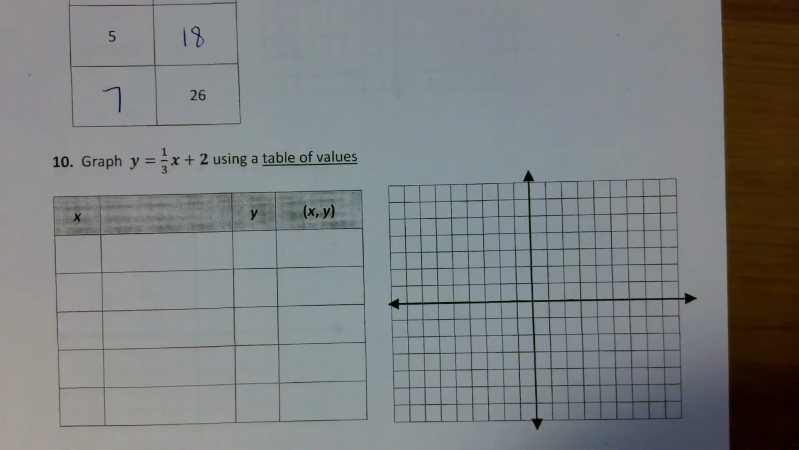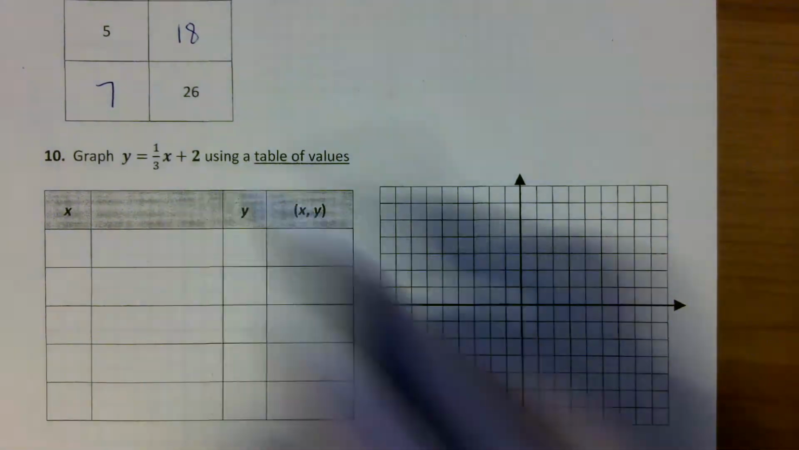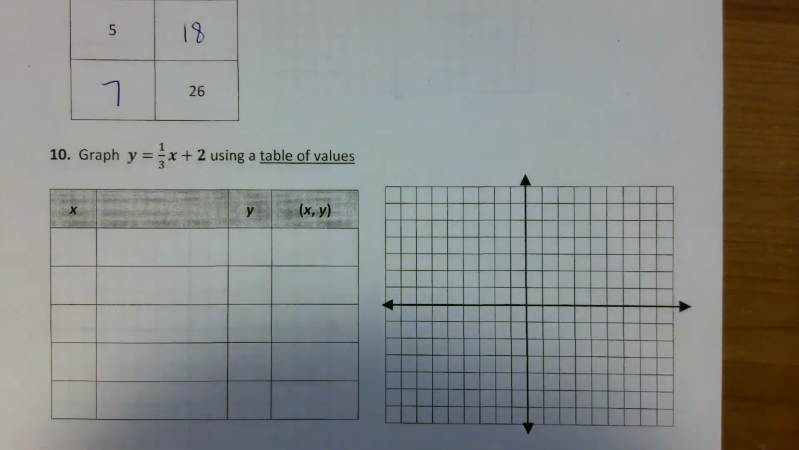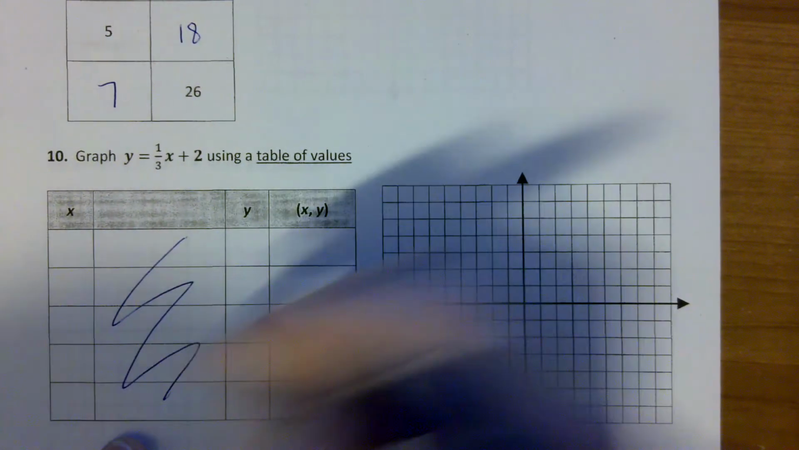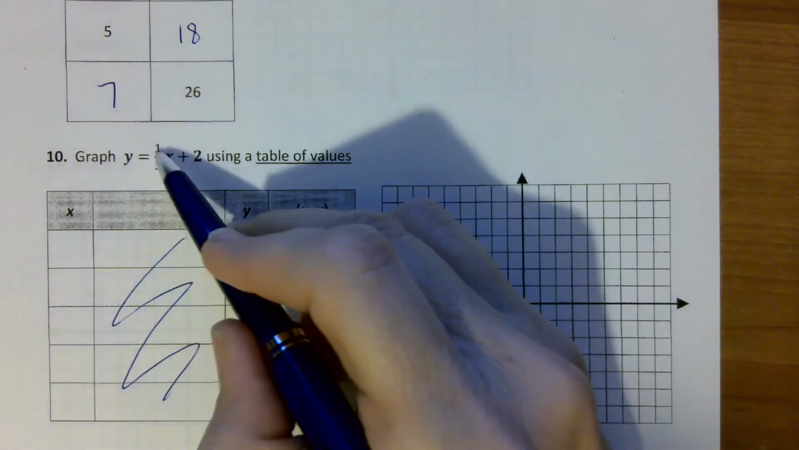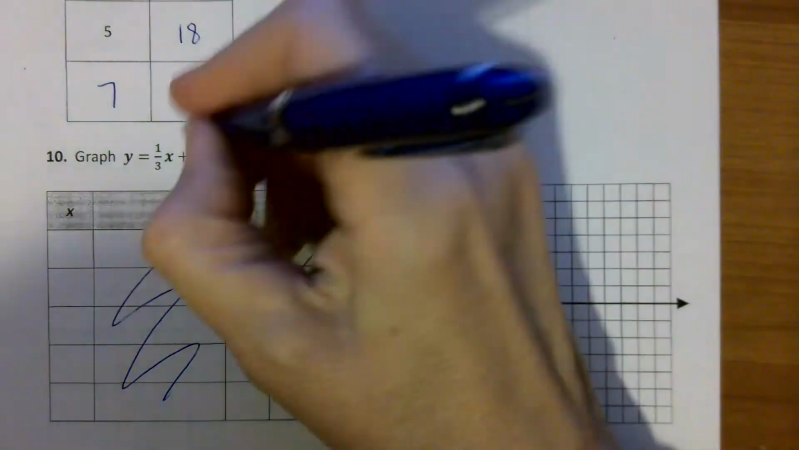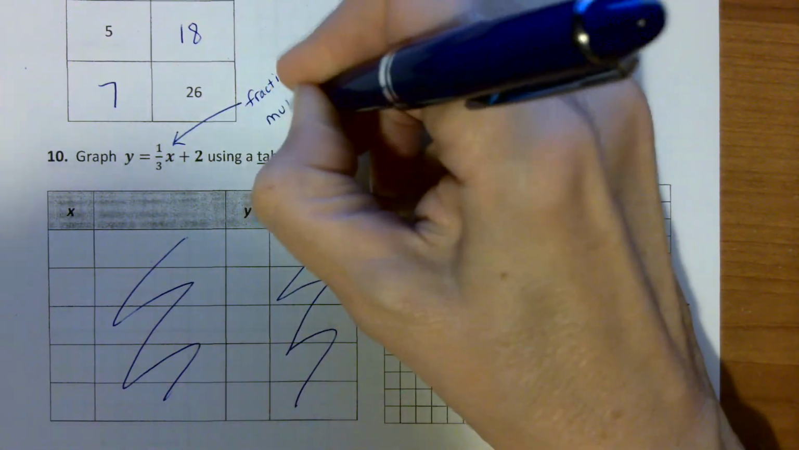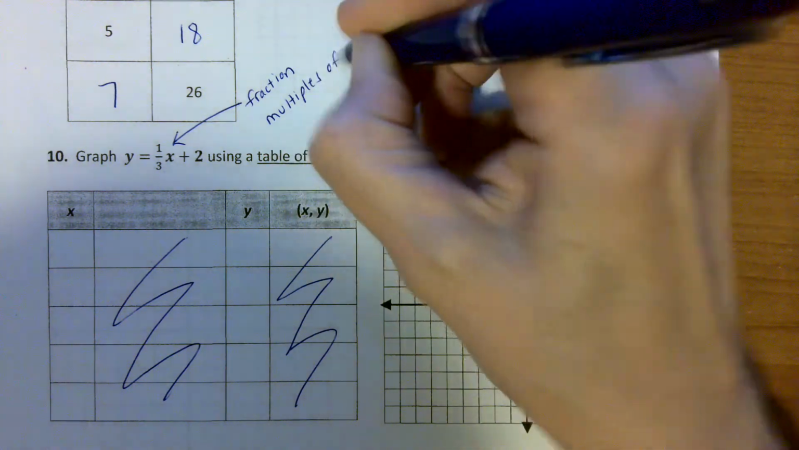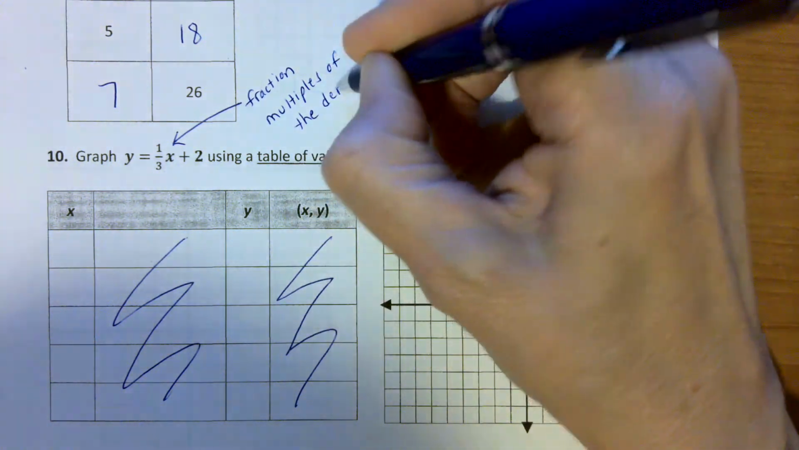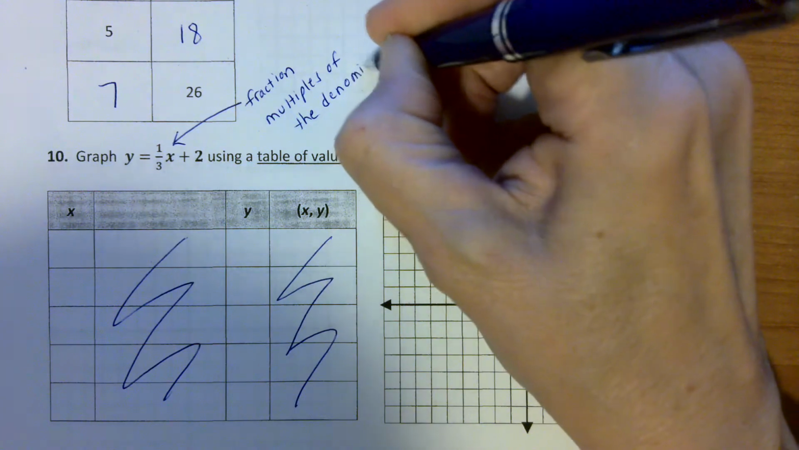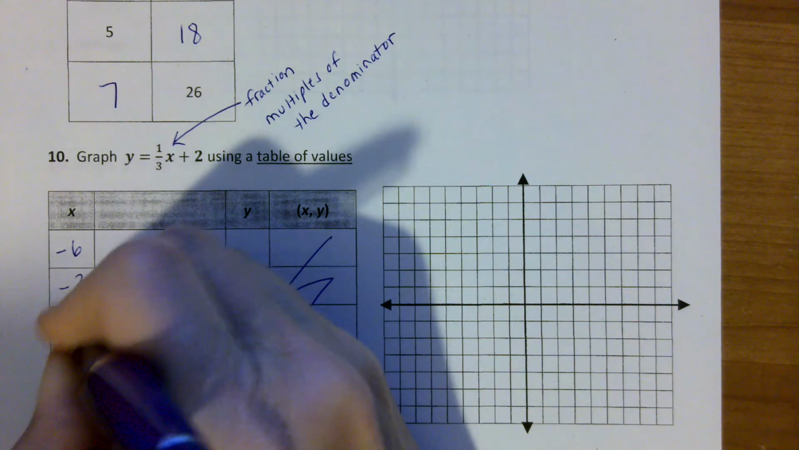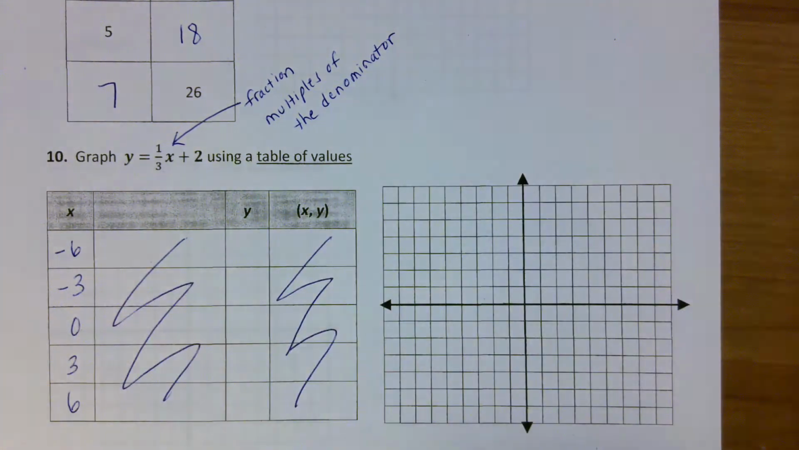Okay, next up, number 10, graph this equation using a table of values. So I first make sure that my y is by itself, and I'm really not going to use this. I take a look and I see that this is a fraction. So when this is a fraction, I want to use multiples of the denominator. I want to have numbers that 3 can go into easily. So negative 6, negative 3, 0, 3, and 6 would be good ones.